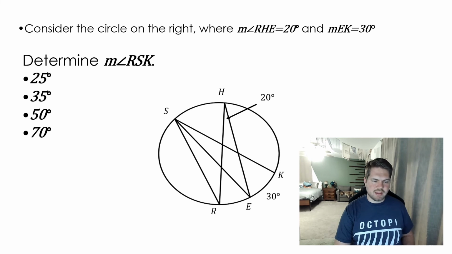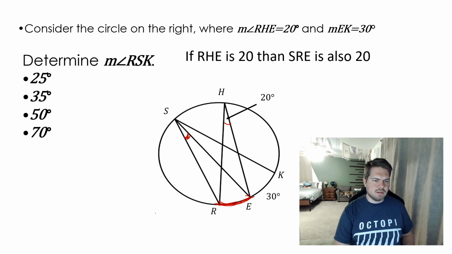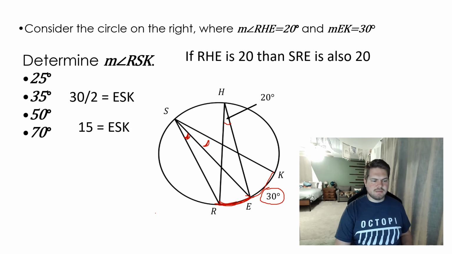So we have 20 right here. And across from 20 we have RE, which if we look, this angle also makes RE. So we know if this is 20, then this should be 20 because they make the same arc right here. So both should be 20. And now we know that this is 30, EK. So we know that this angle right here should be half of 30. So it should be 15.